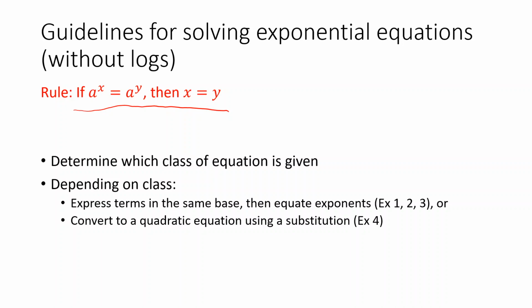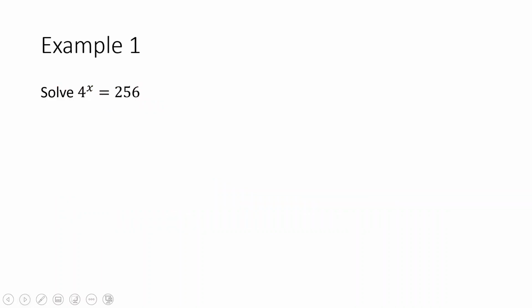We'll look at the first three examples where we're going to be using this rule to solve those equations. Then in example 4, we'll look at one where you have to turn it into a quadratic. So example number 1, we've got 4 to the power of x equals 256. Normally what you want to try and do is express all your terms with the same base. It can be done in this case. We can turn 256 into a power of 4, because 256 is equal to 4 to the power of 4. 4 times 4 times 4 times 4 is 256.